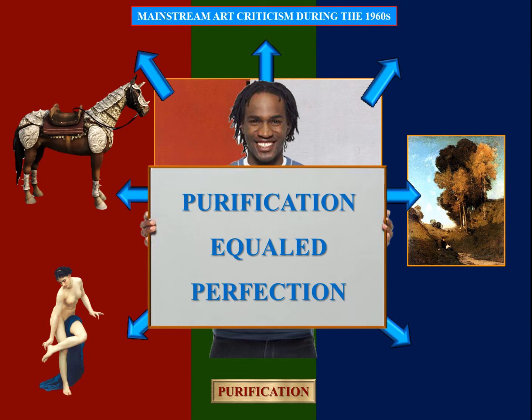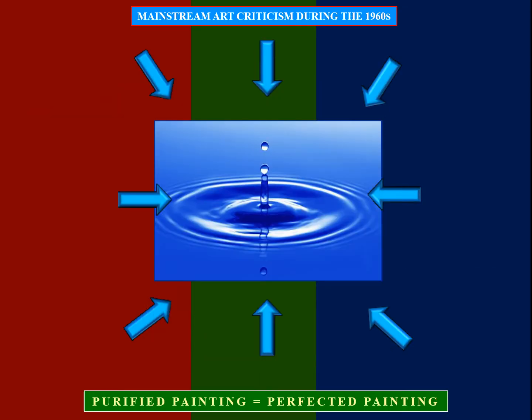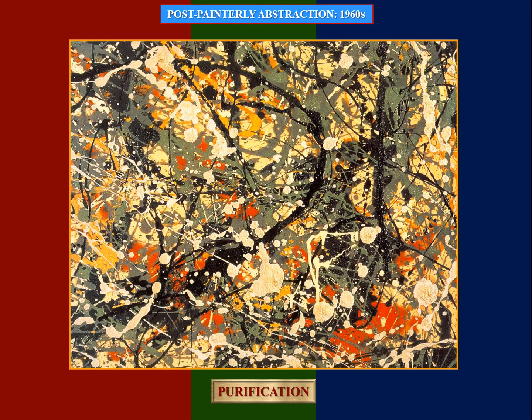Purification in Greenberg's art criticism, mainstream art criticism during the 1960s, purification equaled perfection, that is, the perfected painting, a perfection of the art of painting. So during the 1960s, painting strove for a self-definition, a self-purification. It was strictly a painted surface with no reference outside of itself, which meant a war on the gesture.